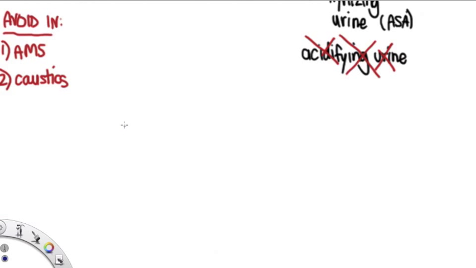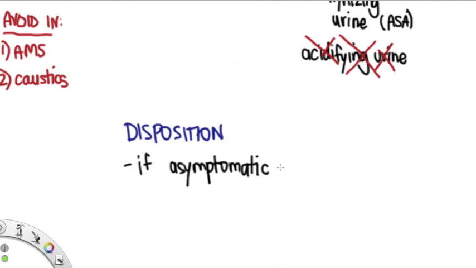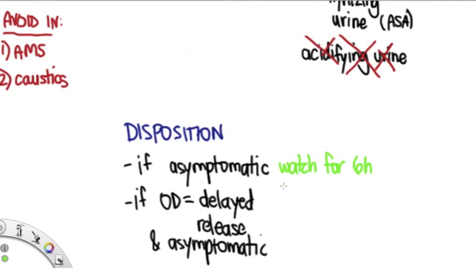And the last thing let's talk about is some common rules of thumb for disposition. When is it safe to send someone home? If they're asymptomatic, it's probably best to watch them for 6 hours, just in case they develop any symptoms. Remember, they may have taken some delayed-release product. And if you know that they did take a delayed-release product, then you better watch them longer, like 24 hours. And if they're symptomatic, obviously, you need to admit them.